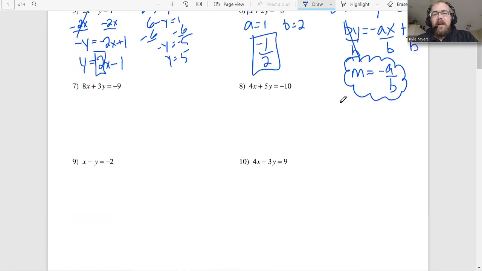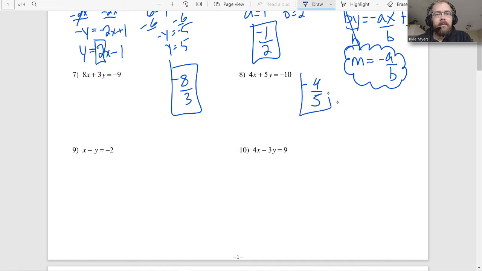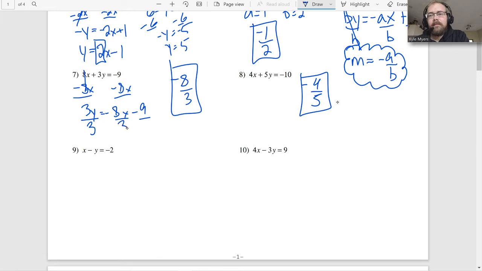So, anyways, number 7. Let's use our formula. Negative a over b. Oh, cool. We're done. Okay, and we can solve it by hand as well, right? So negative 8x on both sides. 3y equals negative 8x minus 9. Divide everything by 3. And then I have negative 8 thirds. Look at that. Minus 3, but we don't care about the y-intercept. We're just solving for the slope, right?